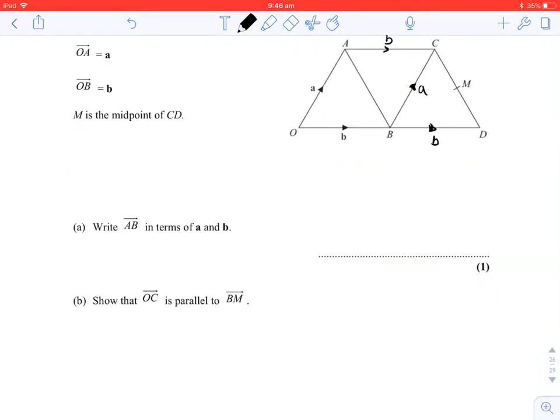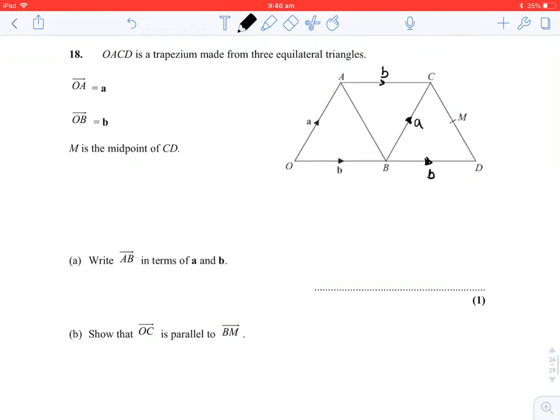Write down the vector AB in terms of A and B. Now, the vector AB is just going to be going down that way, but I don't know that, it's not labelled. So what I'm going to have to do is go my labelled route there and there. So by going from A to O, that is going to be minus A, and then from O to B is plus B.